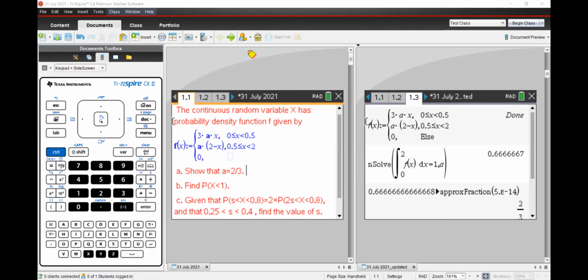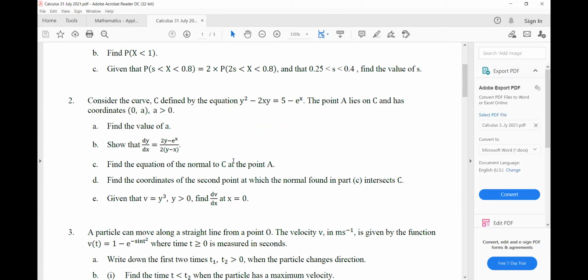Let me just share the second question and you can read it out. So the second question is: consider the curve C defined by the equation y squared minus 2xy is equal to 5 minus e raised to the power of x. The point A lies on C and has coordinates (0, a). Find the value of a, show that this holds, find the equation of the normal, and find the coordinates of the second point at which the normal found in part C intersects C, and so on.